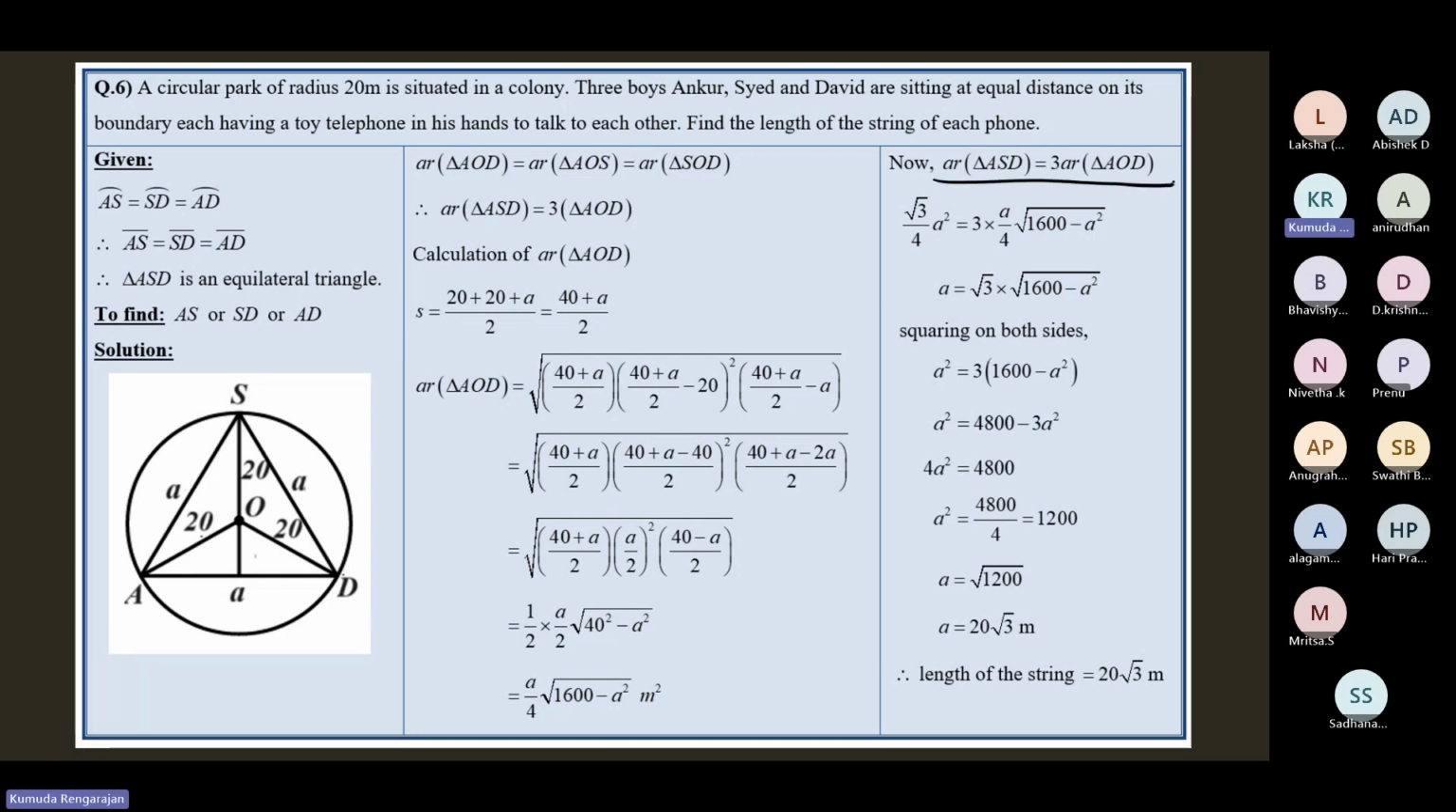This is the main equation. In this one, we know the area of this triangle is √3/4 into a square. Area of triangle AOD has to be calculated using Heron's formula, and that's what we have done here. Then we just have to substitute the values in the formula, simplify here, and then to get rid of the square root symbol, we square on both the sides, and that's it. Once you square on both the sides, you are able to find the value of a.